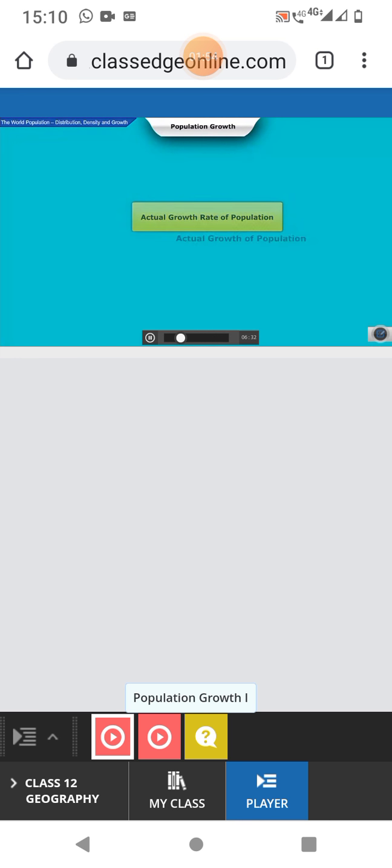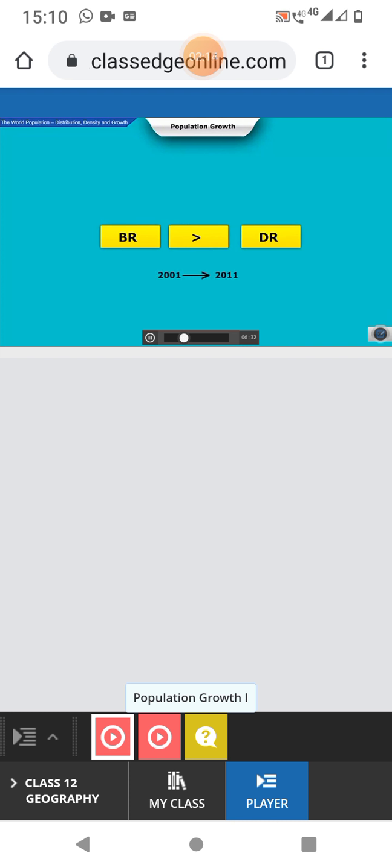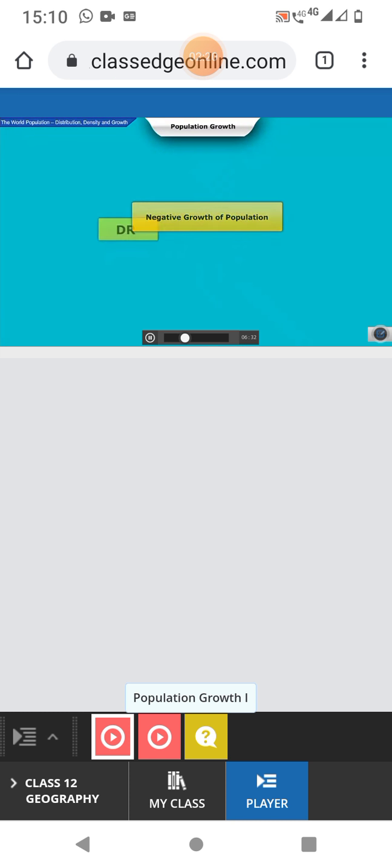Actual growth rate of population. Actual growth of population equals births minus deaths plus in-migration minus out-migration. Positive growth of population. When the birth rate of a country becomes more than the death rate between 2 points of time, then it is known as positive growth of population. Negative growth of population. When death rate of a country exceeds the birth rate, it is termed as negative growth of population. In this case, population actually decreases from one period of time to another.